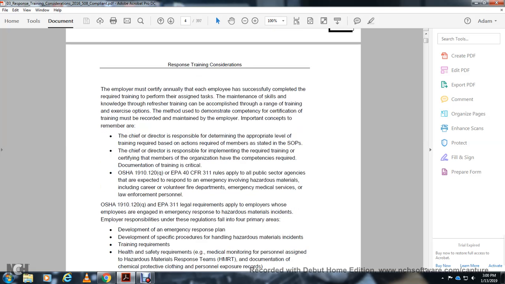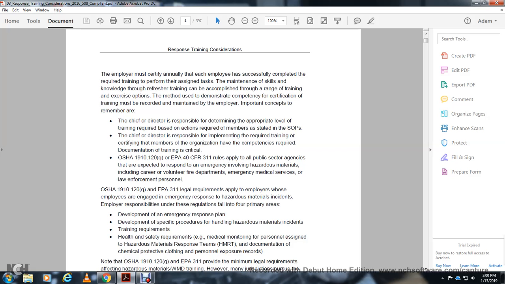OSHA 1910.120(q) and EPA 311 set the legal requirements that apply to the employer whose employees are engaged in emergency response to a hazardous material incident. The employer is responsible for the regulation, and the primary area is the development of an emergency response plan, with specific procedures for handling hazardous material incidents, the training requirements, health and safety requirements, medical monitoring of the personnel, members of the hazardous material response team, documentation, chemical protective clothing, and personnel exposed.